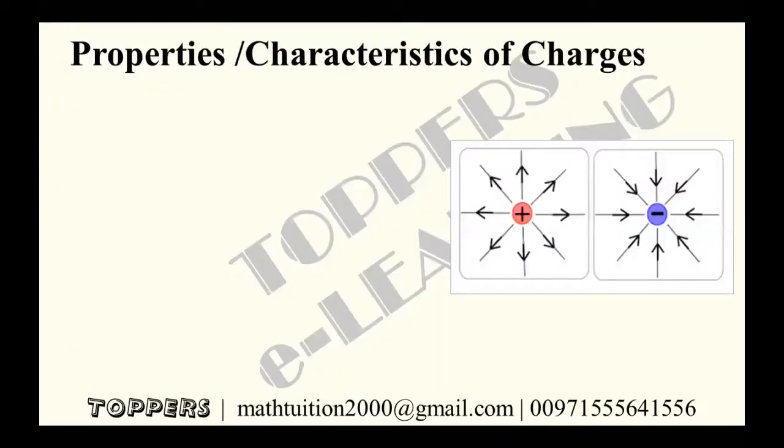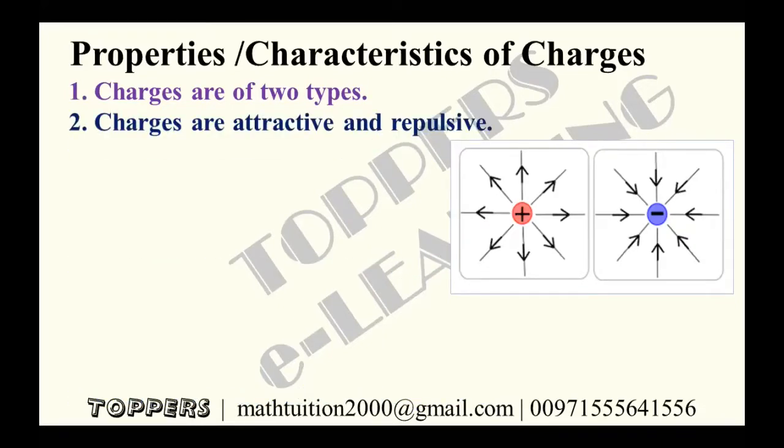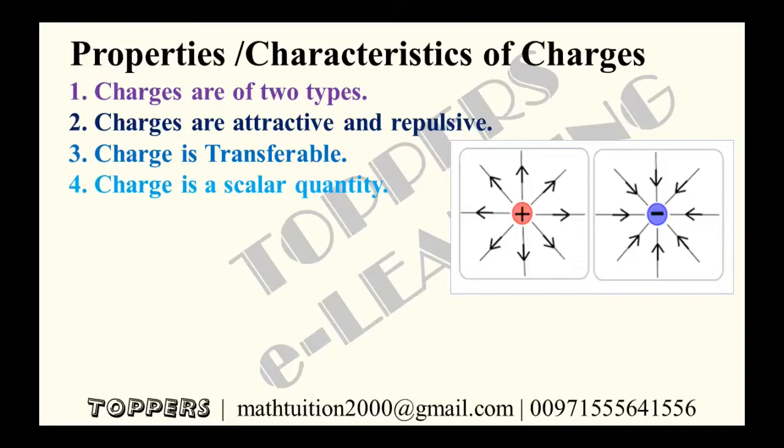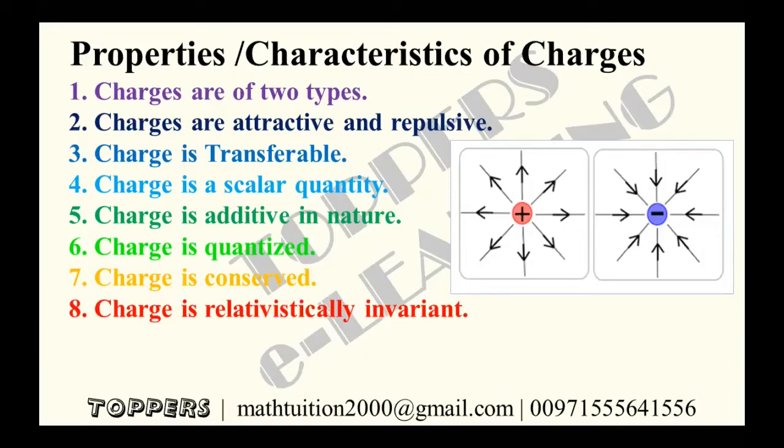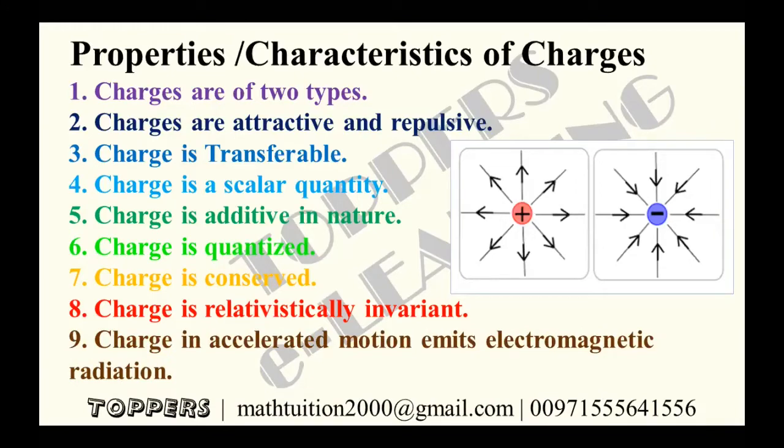So let us start. Properties or characteristics of charges. What are the main properties? First, charges are of two types. Second, charges are attractive or repulsive. Third, charge is transferable. Fourth, charge is a scalar quantity. Fifth, charge is additive in nature. Sixth, charge is quantized. Seventh, charge is conserved. Eighth, charge is relativistically invariant. Ninth, charge in accelerated motion emits electromagnetic radiation. We can discuss one by one.